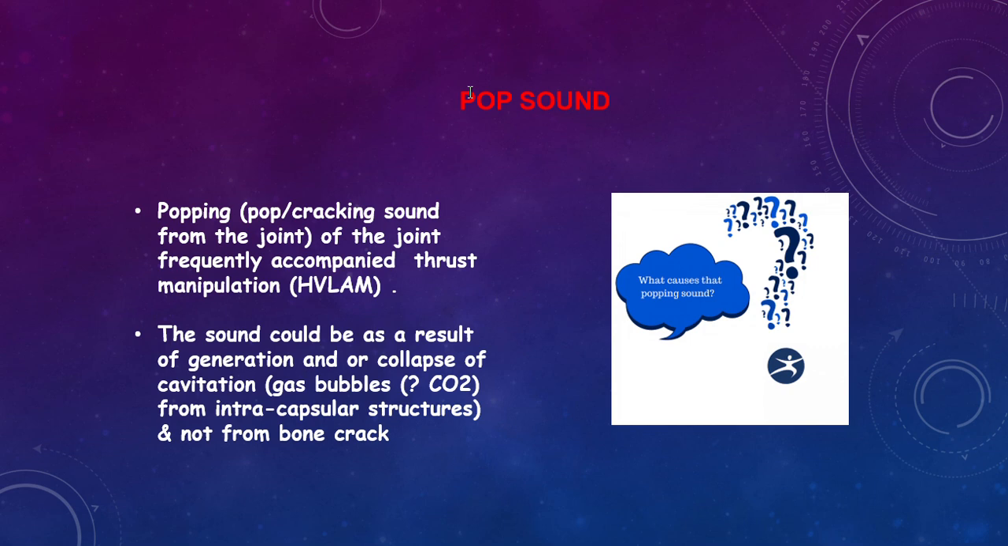Now, let me break it down. Many of the joints in the body are synovial joints, isn't it? And as synovial joints, they have synovial fluid inside them. And inside the fluid, we also have some dissolved gases, particularly carbon dioxide. So when we're doing manipulation, just like I illustrated to you in the last class, you've got to move the joint to lock the joint. You've got to move the joint to take off the slack.